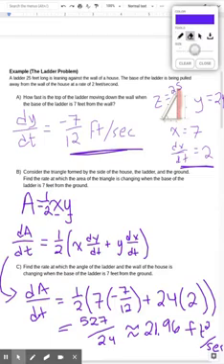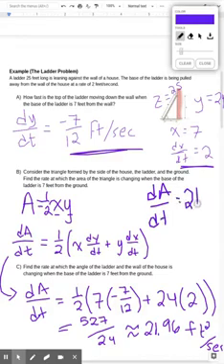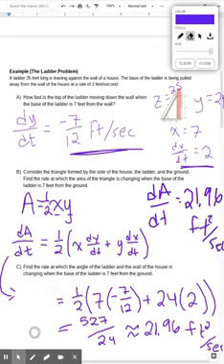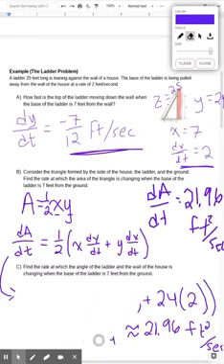Okay, so I'm going to write that down up here, just the answer. 21.96 square feet per second. And let me erase all of this so we can actually do part C.